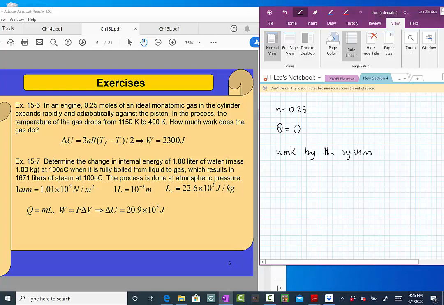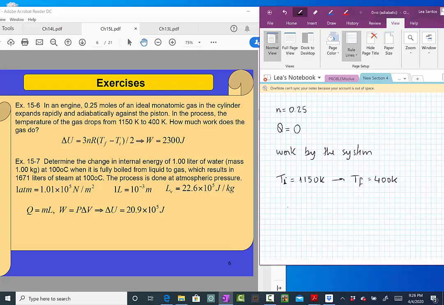In the process, since we have this very fast expansion, the temperature of the gas drops. It starts at an initial 1150 Kelvin, and it ends up at 400 Kelvin. And why does it drop? Because it's a fast expansion, so we are losing energy, and we are not recovering it through heat. So we have this temperature drop.